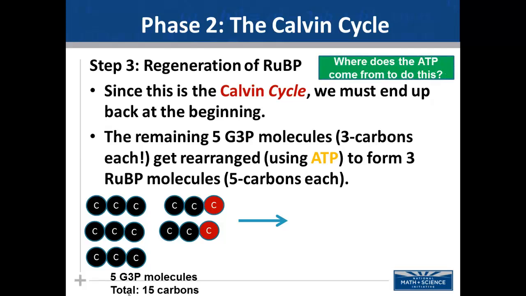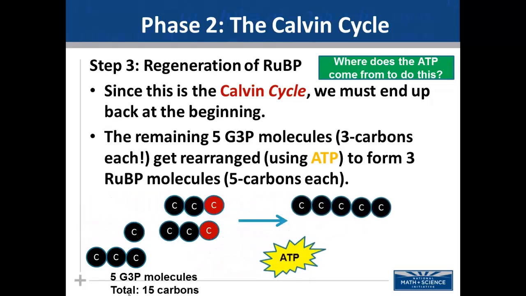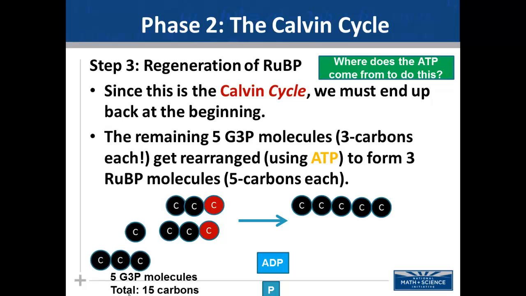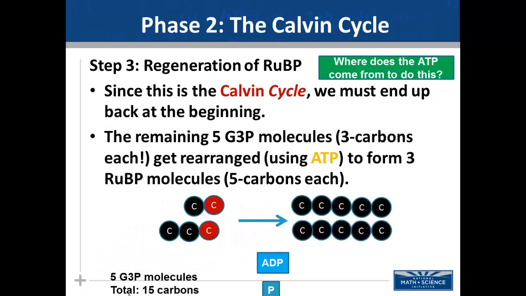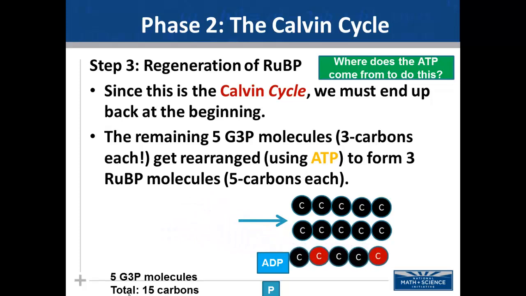So where do we get the ATP from to do this? Because remember, anytime you rearrange something, it takes ATP. Well, again, hopefully you remember, it comes from the light reactions. Without the light reactions, the Calvin cycle cannot occur. So ATP is used. Okay, so there we go. We've got 1 molecule of RuBP. Here we go, our second molecule of RuBP, and a third molecule of RuBP.